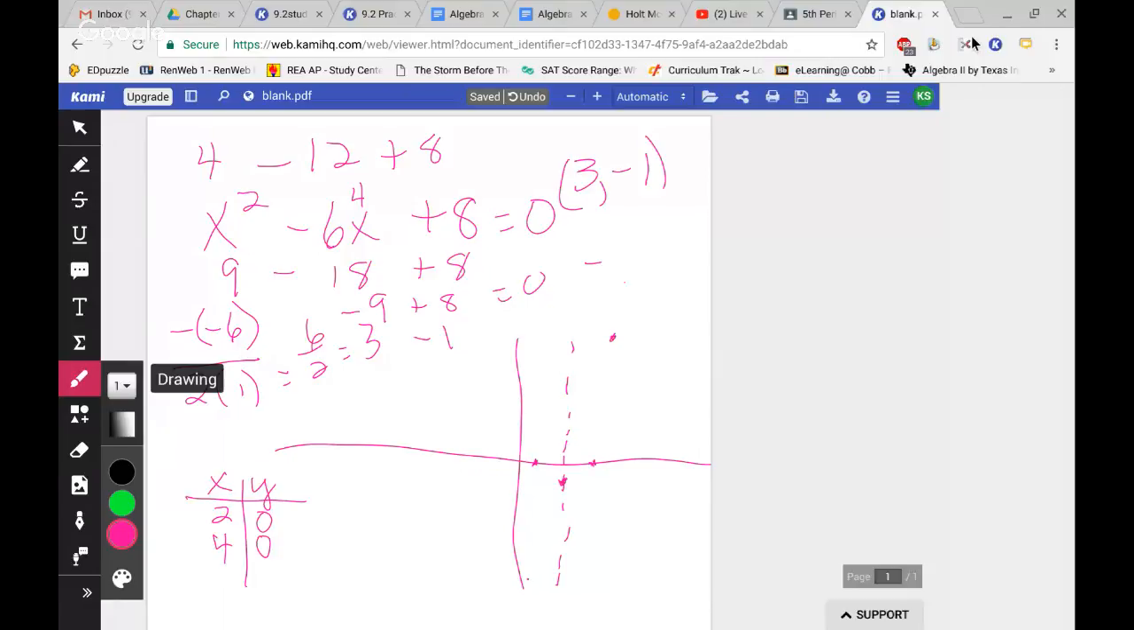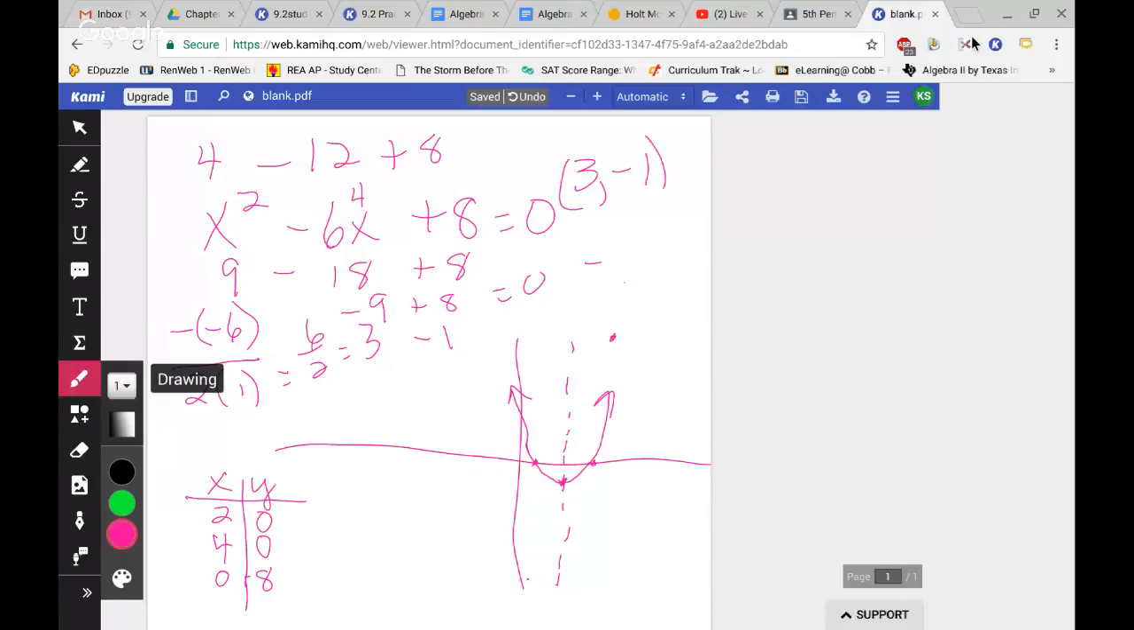And then you've got your 3, negative 1. So that's where it goes through the x-axis. And then it actually should have a y-intercept of 8, where that would be 0. So your solutions are 2 and 4.